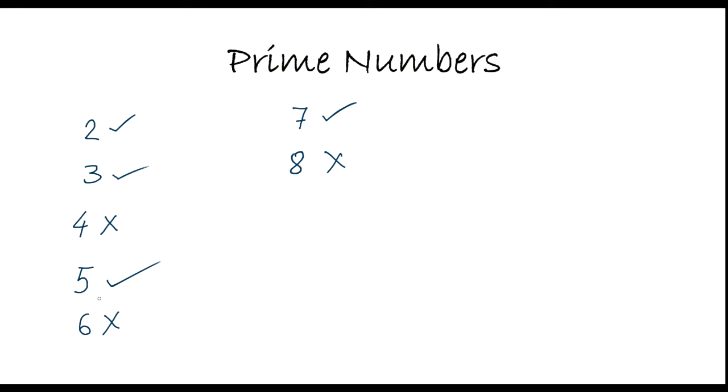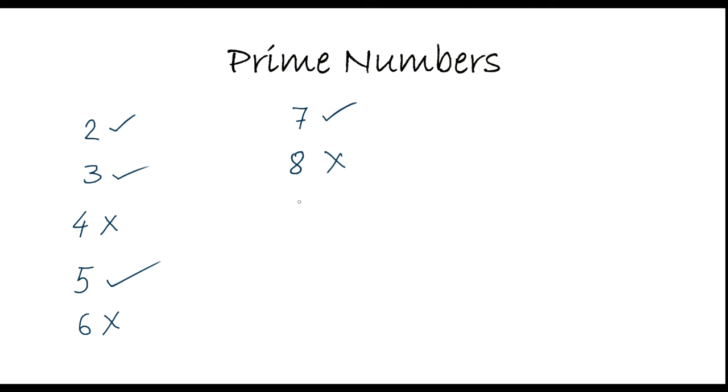Now if you look at the numbers we have on the screen, the odd numbers are prime numbers here, right? So can we say that all the odd numbers are prime numbers? What do you think? On the basis of these numbers, we might have a conclusion like that.